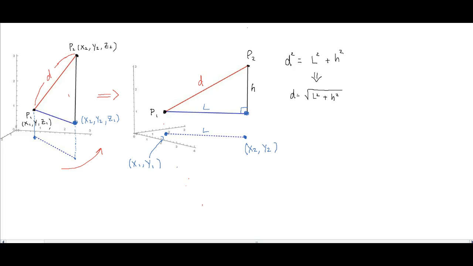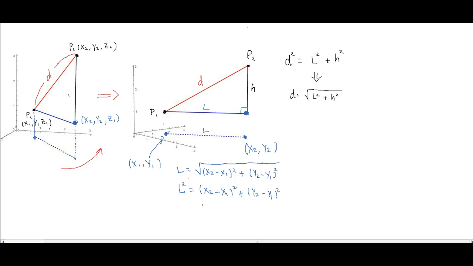And using the distance formula for the two-dimensional space, this is going to be given by L equals the square root of (x2 minus x1) squared plus (y2 minus y1) squared. So again, if you remember, this also comes from the Pythagorean theorem. But this means that if I were to square this L, then it's going to get rid of the square root. So L squared is going to be (x2 minus x1) squared plus (y2 minus y1) squared.